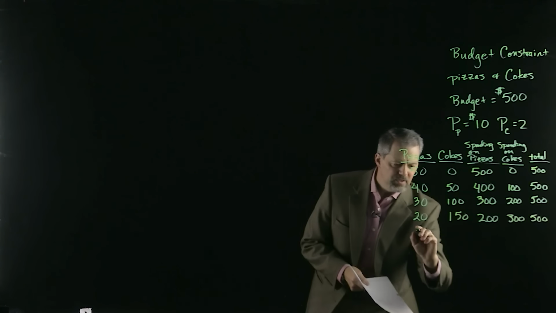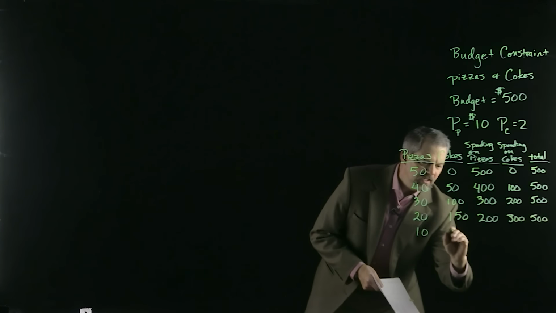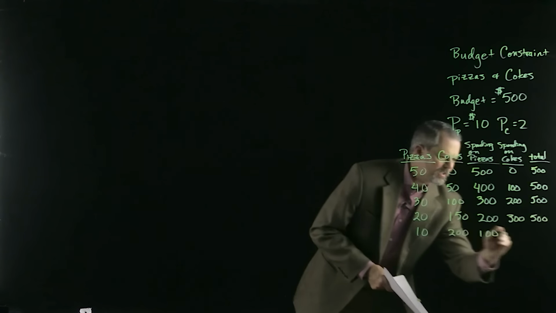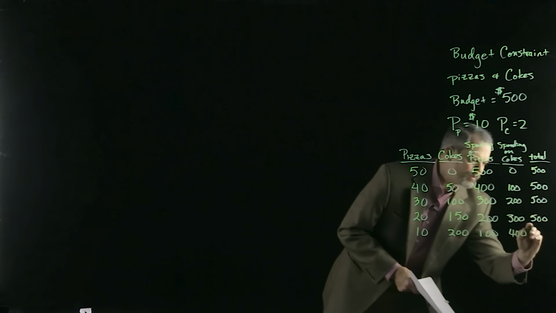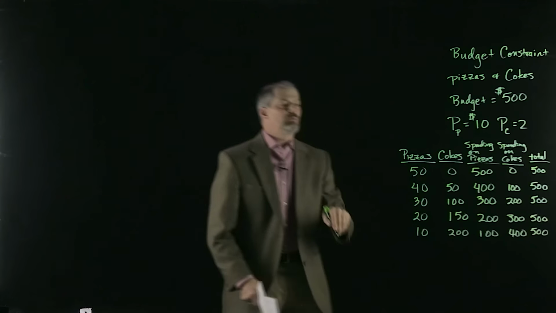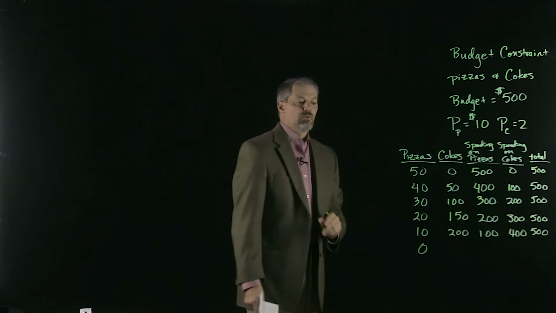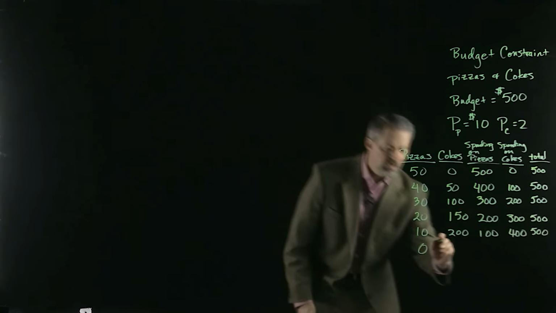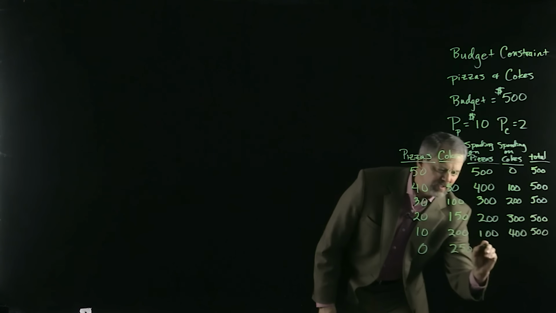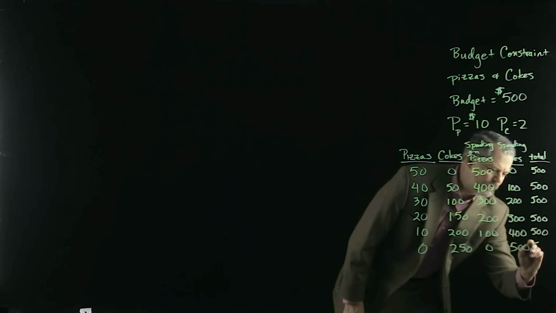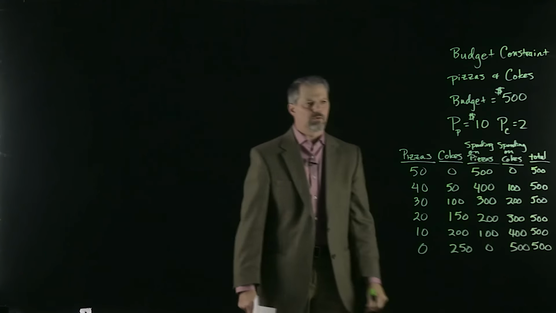The next one would be 10 pizzas, 200 Cokes. That would be $100 spent on pizzas, $400 spent on Cokes. And then we get to the other end where we're buying no pizzas. We're instead purchasing 250 Cokes, so we've spent nothing on pizza, all $500 on Cokes, and that total that we've spent is 500.